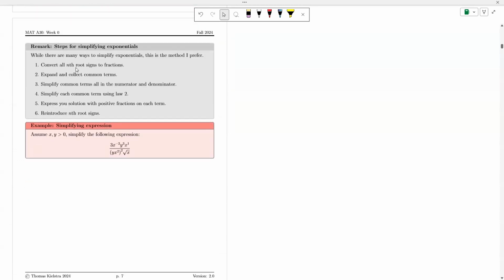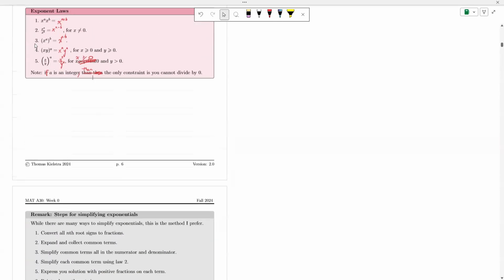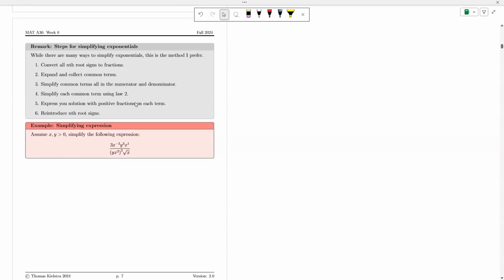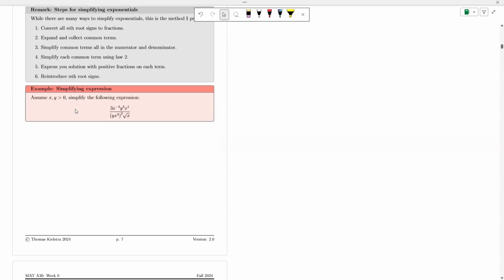When working with exponents, there are many ways we can simplify them, but I like to use this method. Convert all our root signs to fractions, expand and collect common terms. Then we simplify the common terms, all in the numerator and denominator. Then we simplify each common term using the exponent laws. Then we express our solution with positive fractions of each term, either in the denominator or the numerator. And we reintroduce the nth root sign.